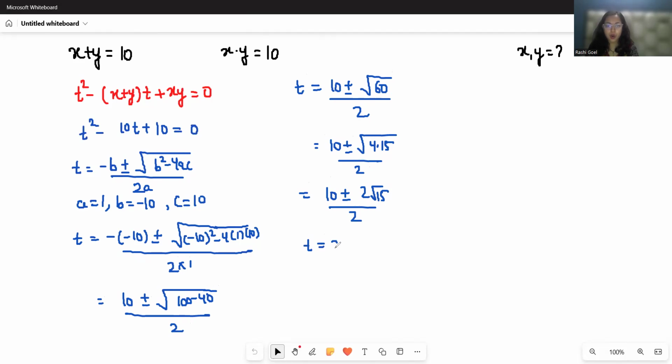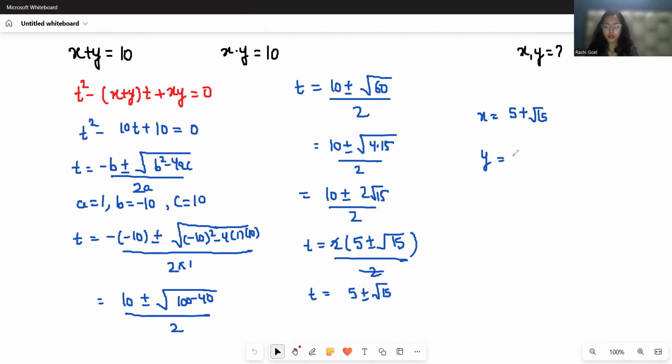Now I can take 2 common from the numerator. So 5 plus minus root 15 by 2... So t is equal to 5 plus minus root 15. So the two values are x is equal to 5 plus root 15 and y is equal to 5 minus root 15, or vice versa. So x is 5 plus minus root 15 and y is 5 minus plus root 15.